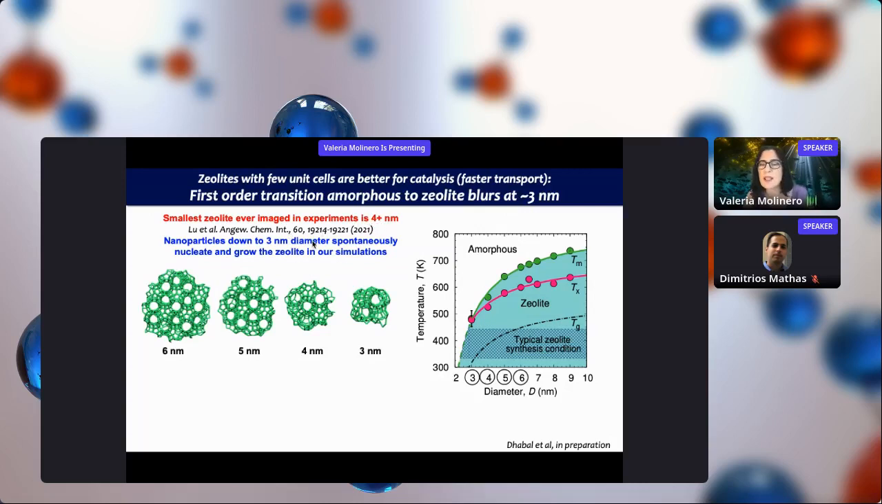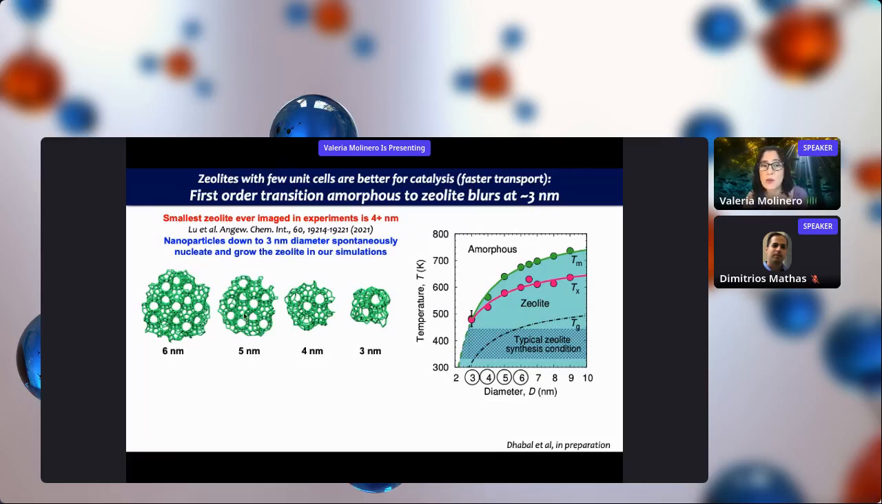Now the question is, what is the minimum size that is actually thermodynamically stable? And we can read that from this graph. In this graph, you can read that as we make the zeolites smaller, we are crossing, at a size of about 2.5, 3 nanometers, the actual temperatures of zeolite synthesis. So we can tell for sure that the zeolites will not be synthesized at sizes smaller than 3 nanometers because they're not even thermodynamically stable.